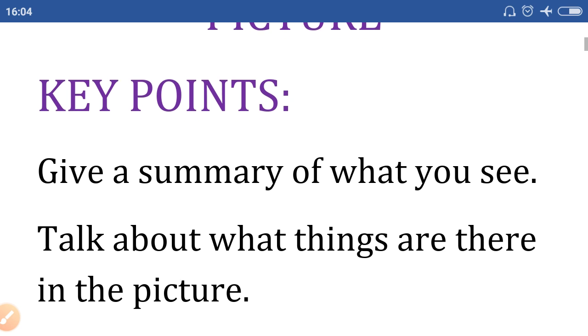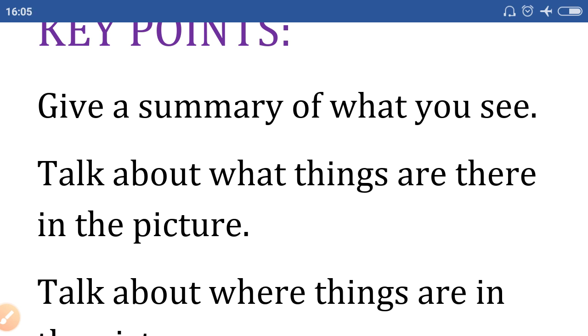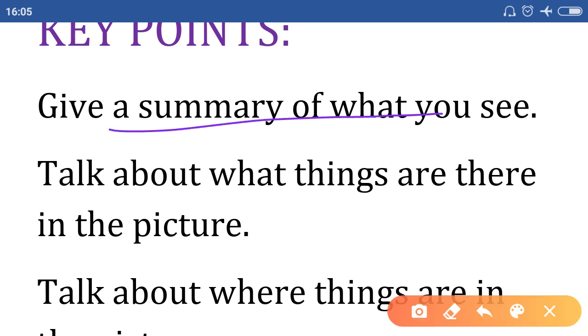So the first point is give a summary of what you see. Okay, so whatever the picture you see, you just make a summary. So what else is there in the picture? What is the position of the objects? What the picture wants to convey? What is the context of the picture? What is there in the picture and what is not there in the picture? Okay, so overall summary you can make, right?